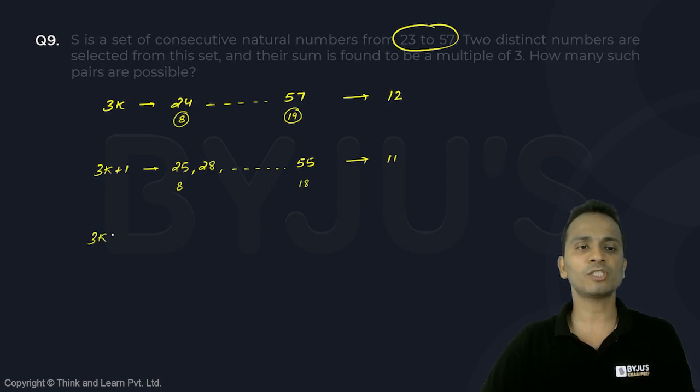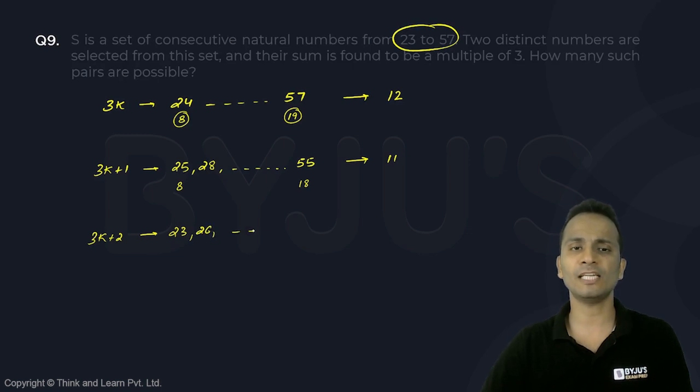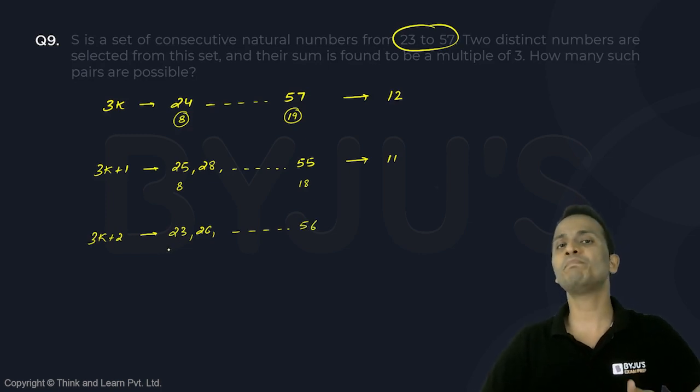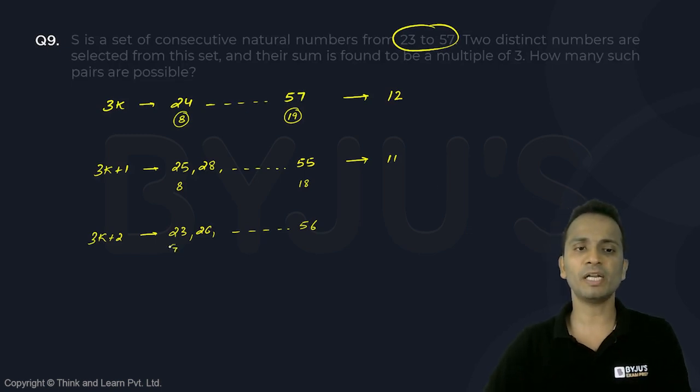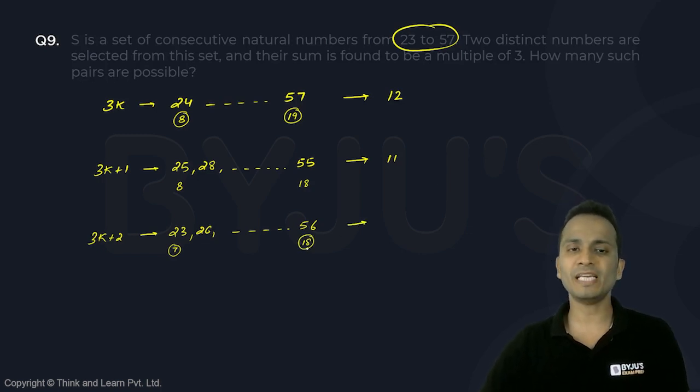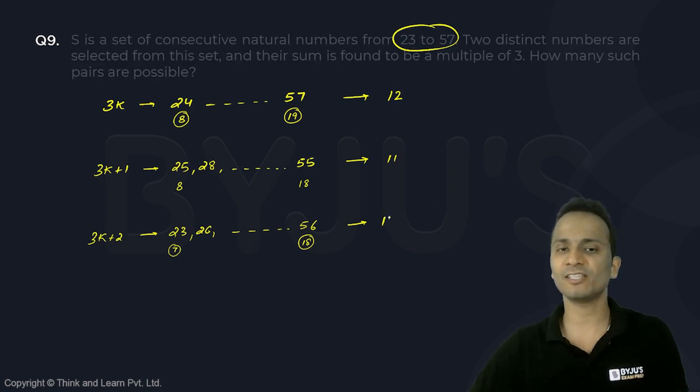Next, the numbers which are of the form 3k plus 2. So the first number here is 23, the next number will be 26 and so on. And the last number will be 56. Once again, 23 is the 7th multiple of 3 plus 2, 3 into 7 plus 2. And this is the 18th multiple of 3 plus 2. So the number of numbers will be 18 minus 6, that is 12.